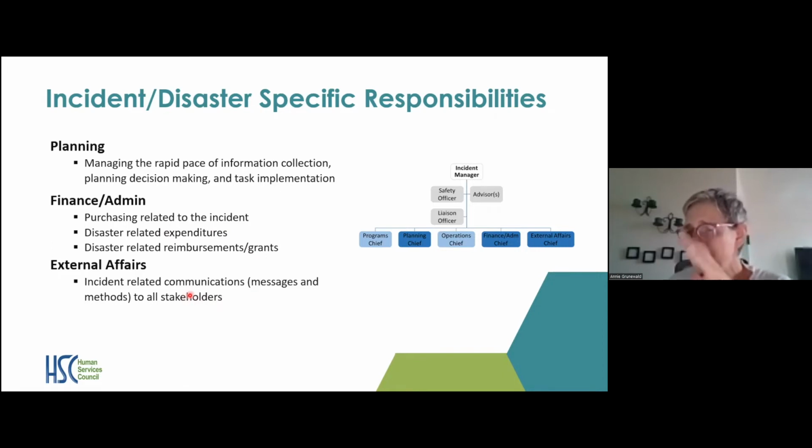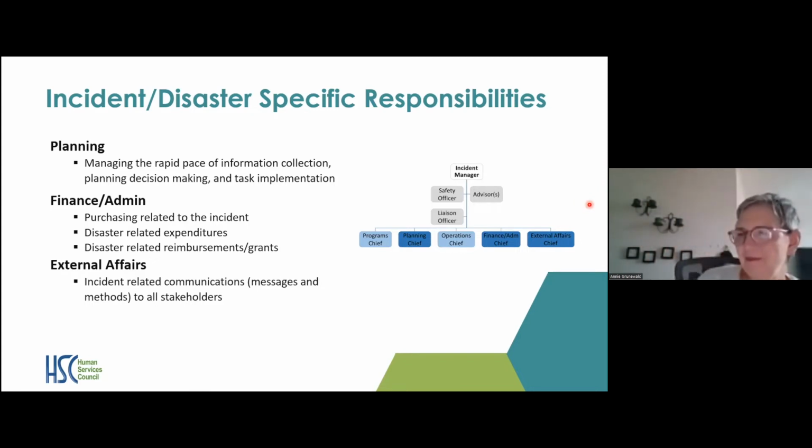External affairs, again, your approach is how are we communicating what we're doing, who needs what information, and how are we making sure that all of the messages we're sending to all of our stakeholders are consistent with each other. So the same, but the focus is a little different.